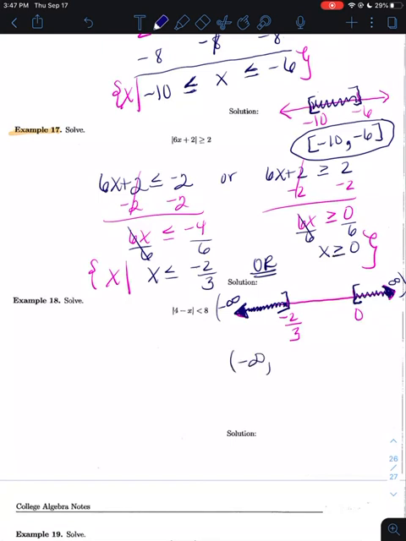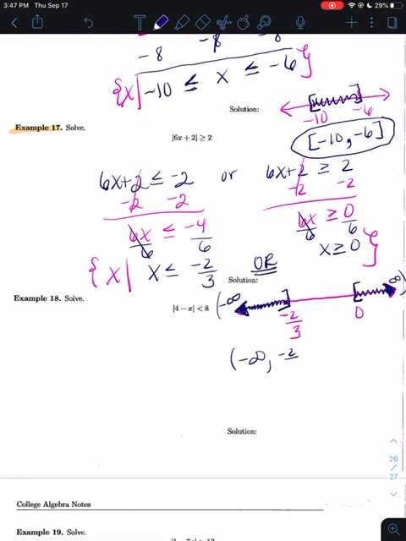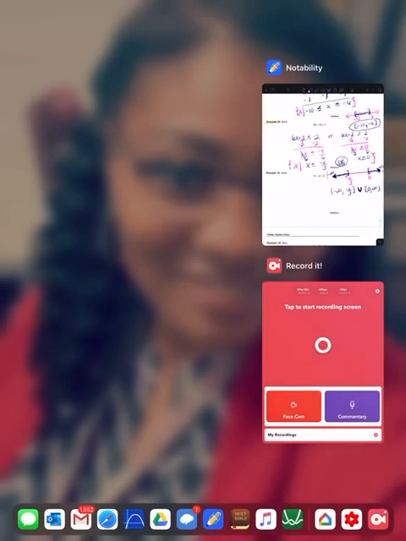So your answer would be negative infinity, comma for the shading, to negative 2/3 bracket. And for the or, we use the union symbol. In my math lab, you just choose the union symbol, and then it goes from 0 to infinity. All right, and this will be your interval notation answer. And that's it.